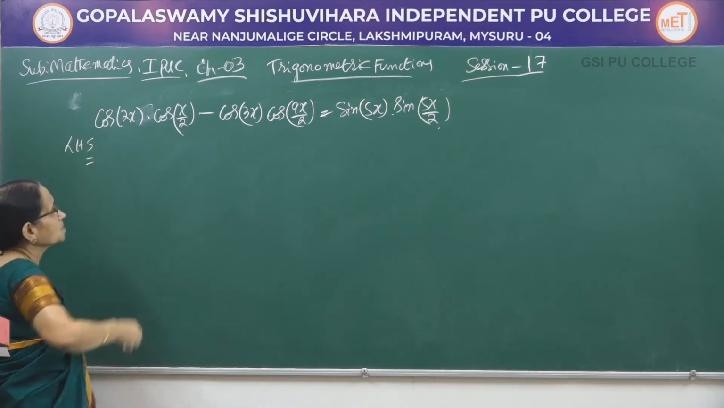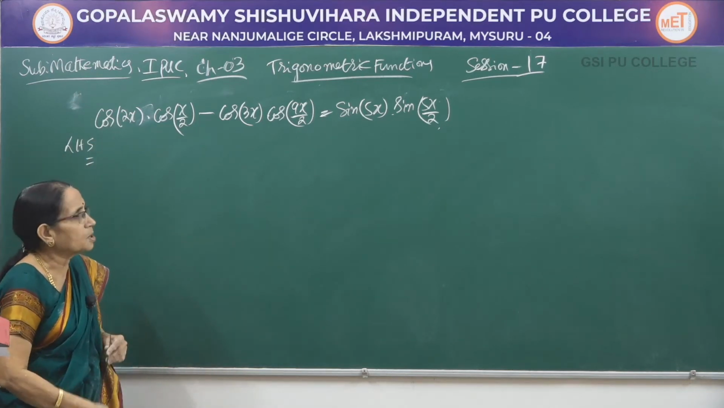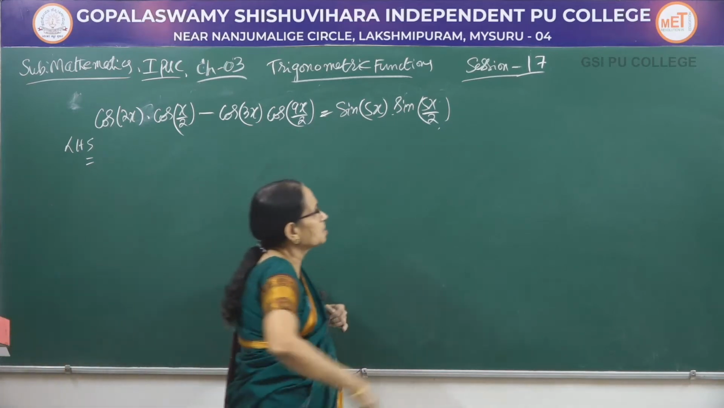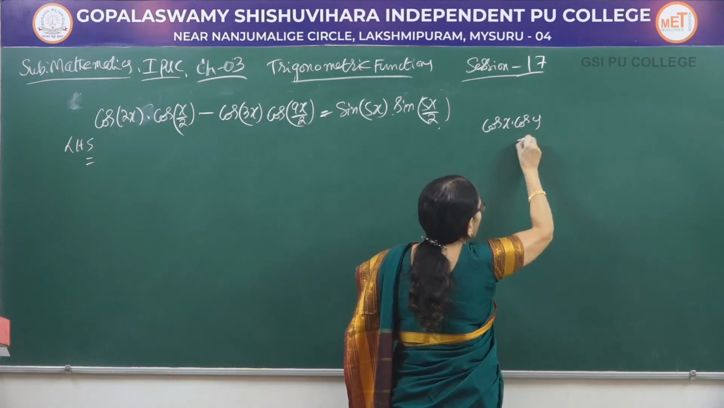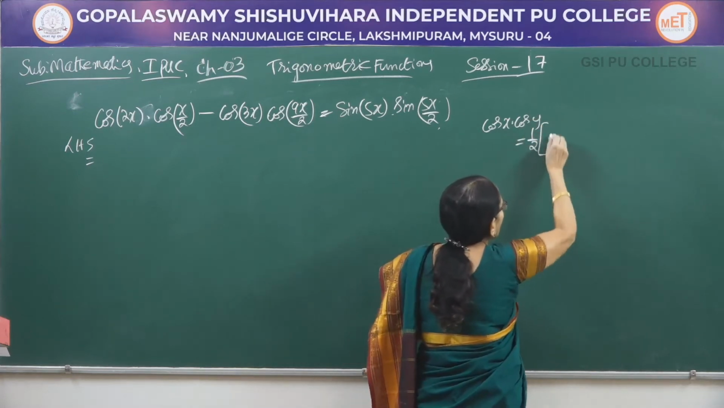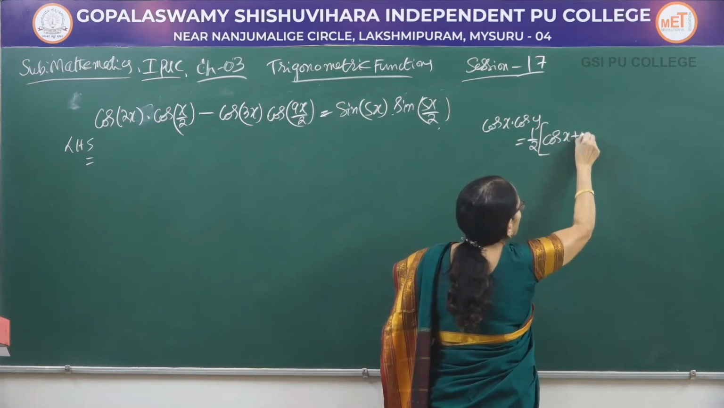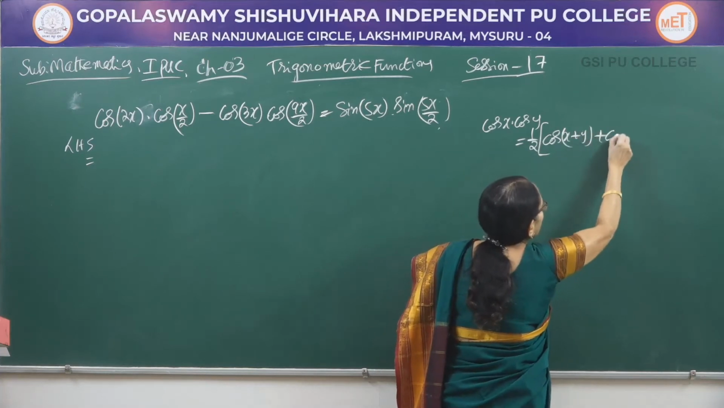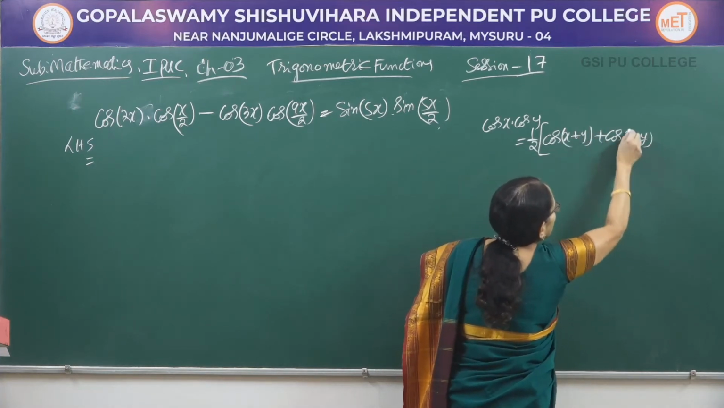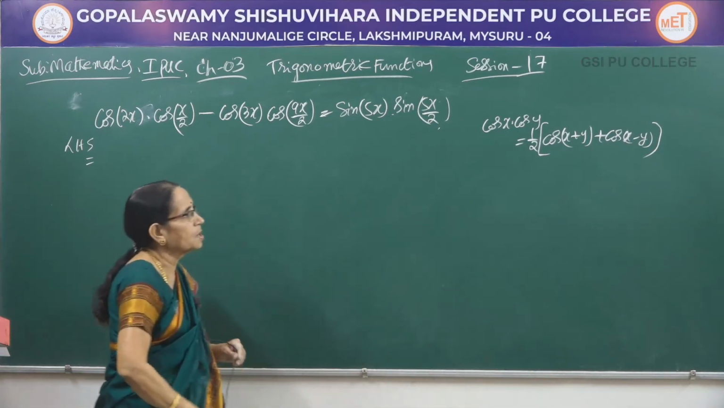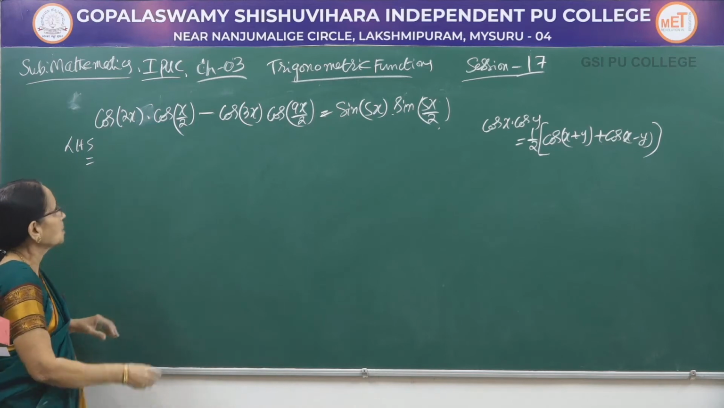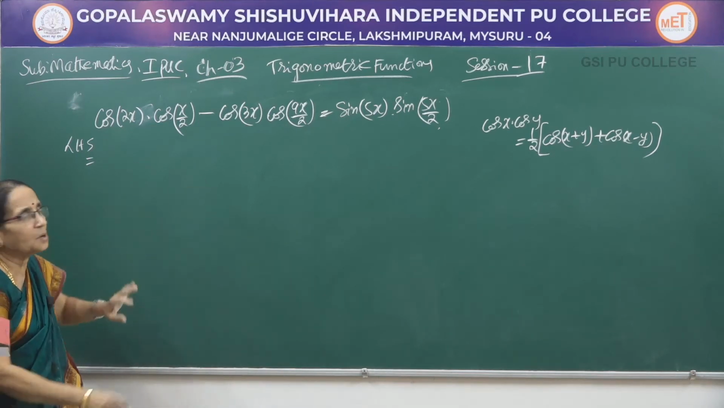Now, cos x into cos y. See what is the formula here? Because the same formula I am using, I am writing here. Cos x into cos y could be written as half of cos of x plus y plus cos of x minus y. So, this is the formula, half of cos of x plus y plus cos of x minus y. So, in both the terms I am using the same formula.